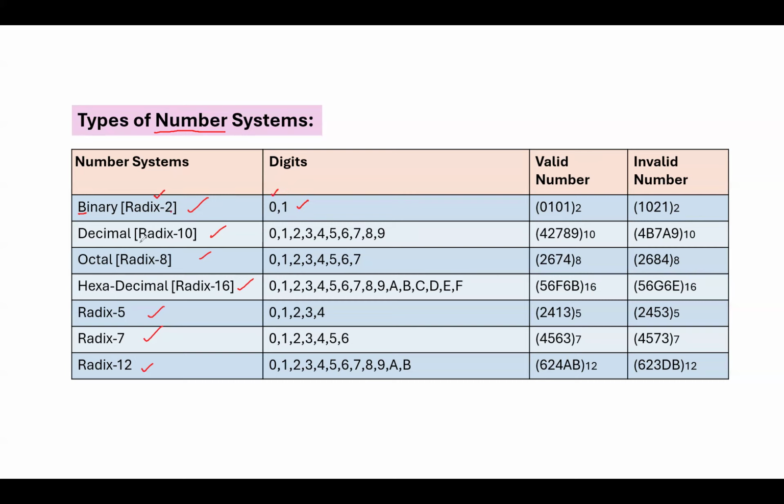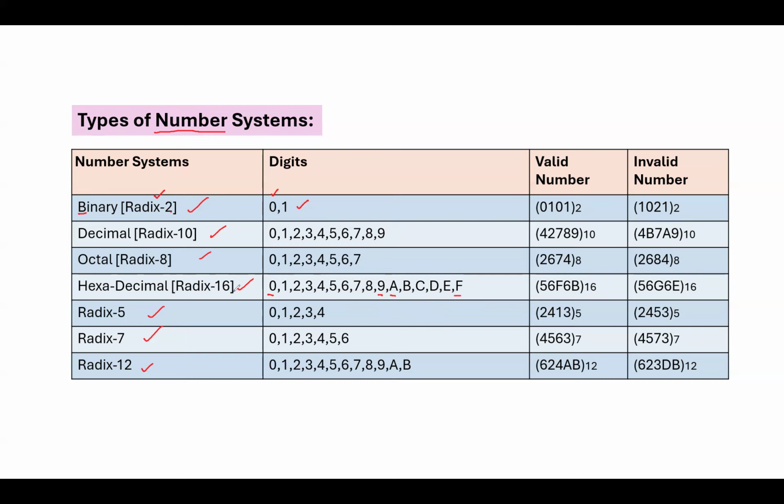In the same way, for the decimal number system, we should use only 0 to 9. These are the 10 digits totally. So radix is 10. For the octal number system, 0 to 7. That's why radix is 8. For hexadecimal, hexa means 6, deci means 10, so that 6 plus 10 is 16. Therefore, 0 to 9, these are decimal digits. After that, we should use only alphabetic letters A to F. So totally 16 digits we have.